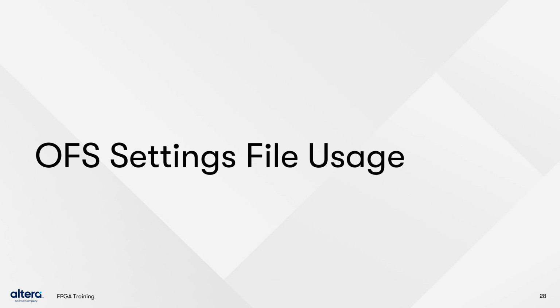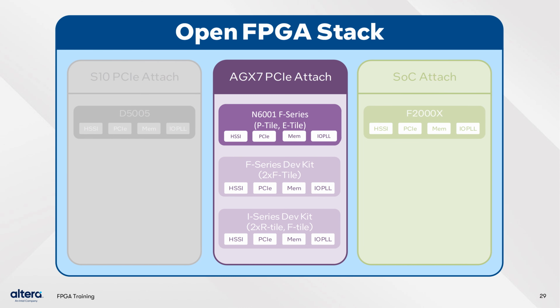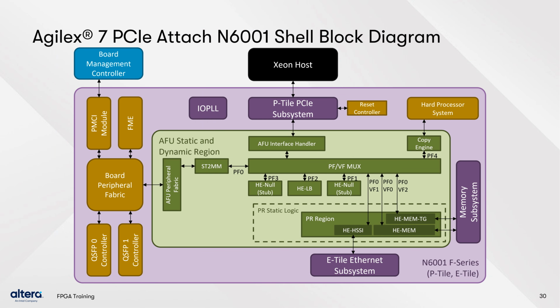Now we will learn how to use OFSS files. In the following example, we will look at how you can use OFSS files to build a specific Agilex 7 PCIe attached design targeting the N6001 F-Series P and E-tile device. Here is a simplified diagram of the N6001 FIM design. We will use this as a reference when exploring OFSS file usage.